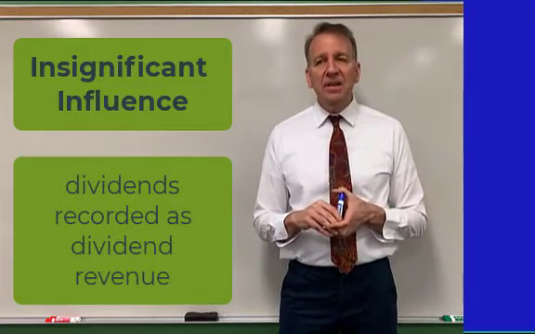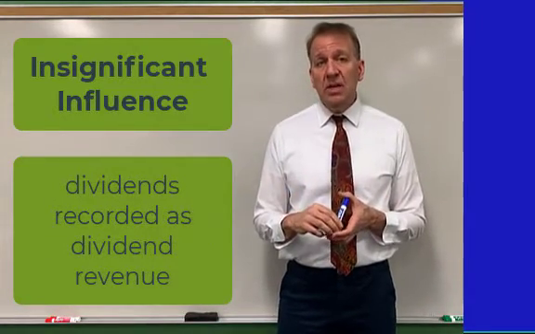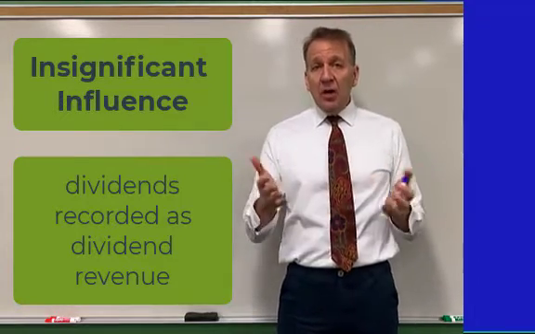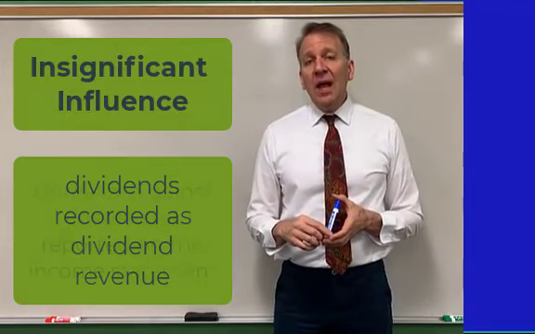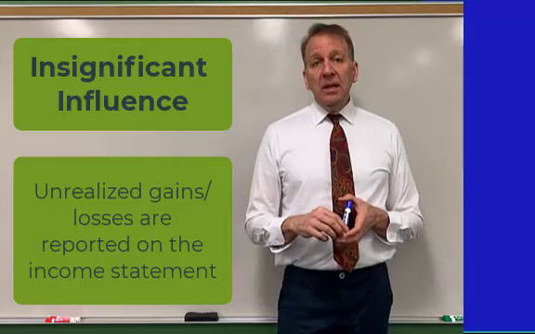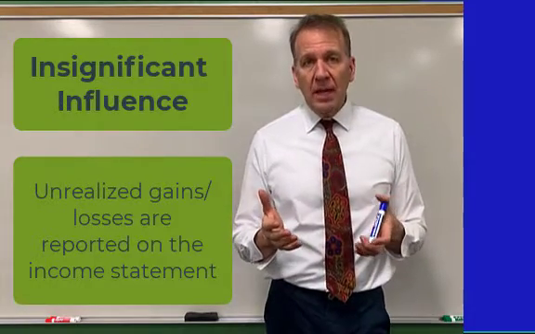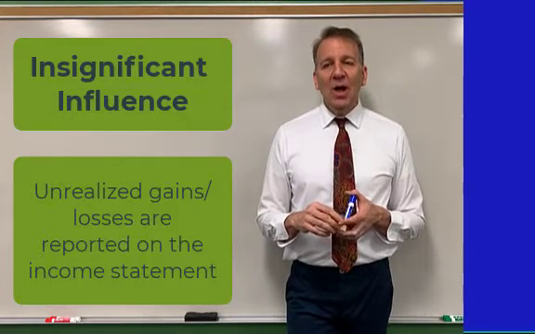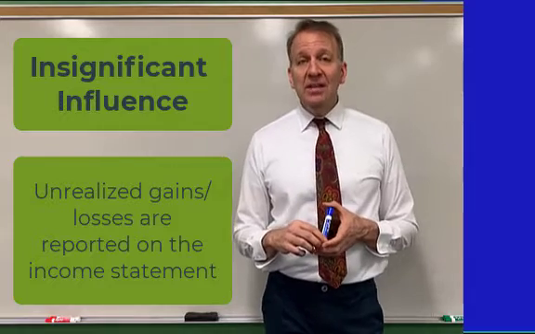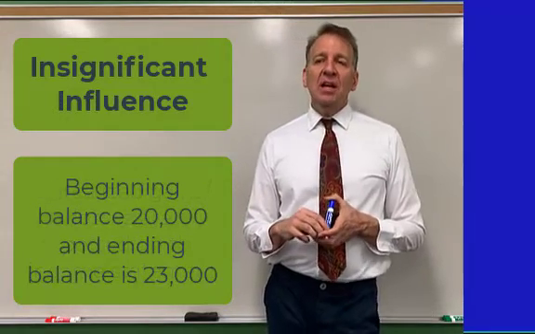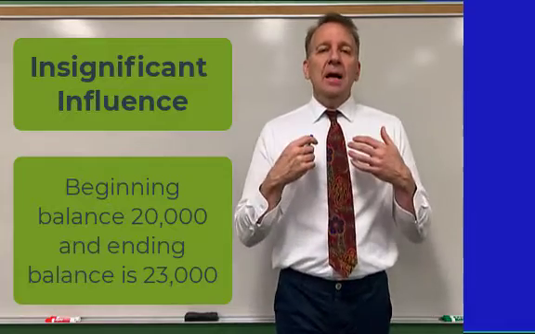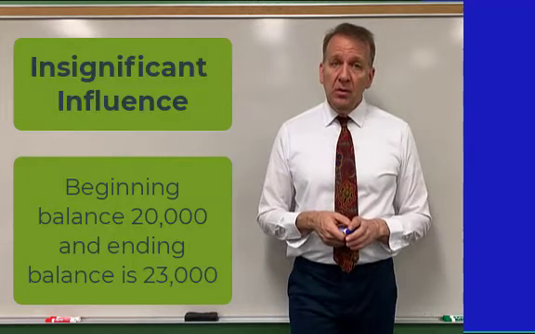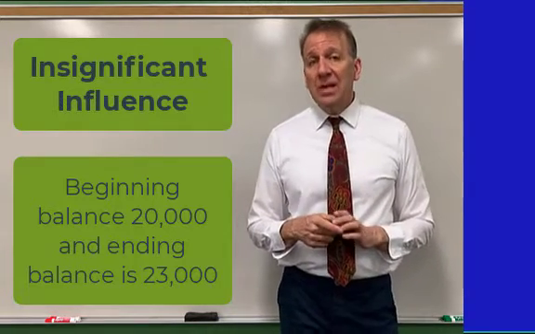We would recognize any dividends as dividend revenue. So any dividends we receive would be dividend revenue. At the end of the period, at the end of that year or period that we're looking at, any unrealized gains or losses need to be looked into, okay? Now remember in our previous video, we had that fair value adjustment account. Well, we have that same account for insignificant influence. So let's say at the beginning of the year, our portfolio was $20,000. And at the end of the year, our portfolio was $23,000. So the portfolio increased $3,000.